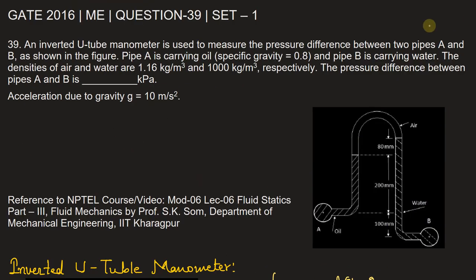And let's go back to the problem. The magnitude of pressure difference between pipe A and pipe B is 2.2 kilopascal.